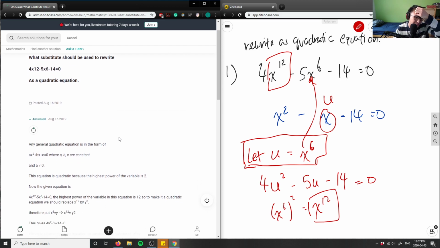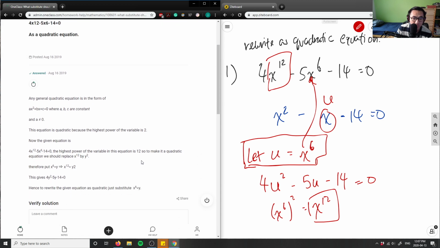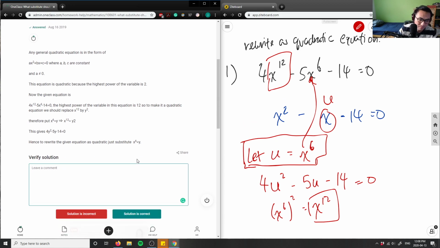So let me see what they did here. The quadratic equation is quadratic, the highest power is 2. That's good. And then they said the given equation is 4x to the 12 minus 5x to the power 6 minus 14. The highest power of the variable is 12, so to make it quadratic, we have to replace it by y squared. That's fine. Therefore x to the 6 equals y, and x to the 12 equals y squared. So it'd be 4y squared minus 5y minus 14. This is good because they did a substitution of y equals x to the 6. This is a perfect solution and analysis, and it's exactly the same as mine; I just replaced it with u instead of y, totally fine. So this solution here is correct.